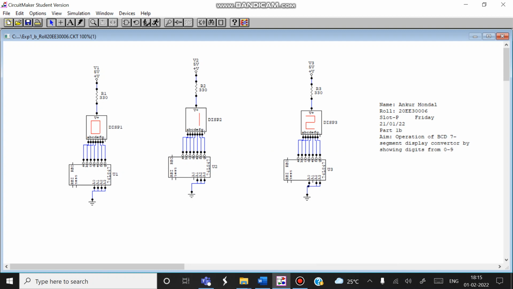So I will run this circuit. As you can see, all the 3 circuits are showing proper results, hence my connections are correct.